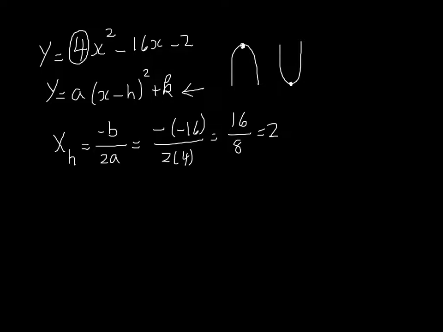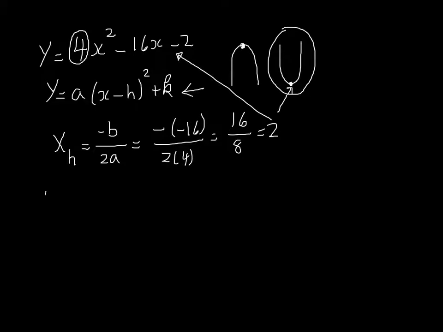Now if you look at the example, the leading coefficient is 4, which is positive. Since the leading coefficient is positive, the parabola opens upward. So in our case, our parabola looks like the following, and the x-coordinate of this point is 2. To find the y-coordinate, we are going to substitute back x equal to 2 in this equation.